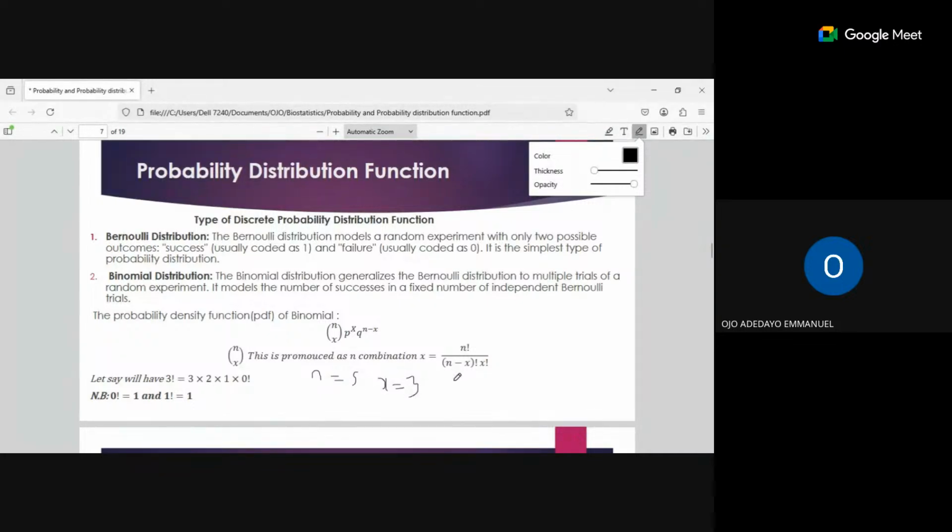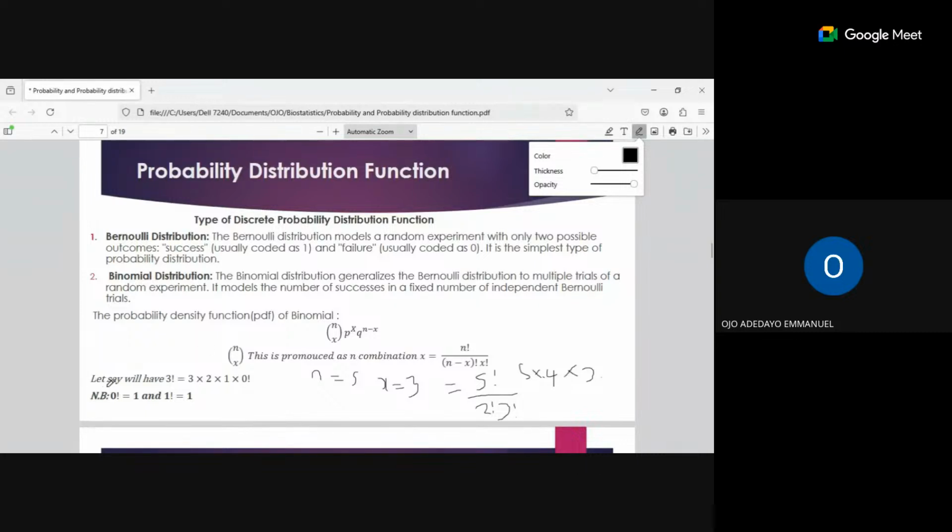Now, to find N combination X, N is 5 now. So it's going to be 5 factorial divided by N minus X. It simply means 5 minus 3, which is going to give me 2. So I'm going to have 2 factorial. Then X is 3, so we have 3 factorial. But your calculator can quickly do this for you. Just press 5 combination 3. So by the time you do this, the expansion of this simply means 5 multiplied by 4 multiplied by 3 multiplied by 2 up to the last one.